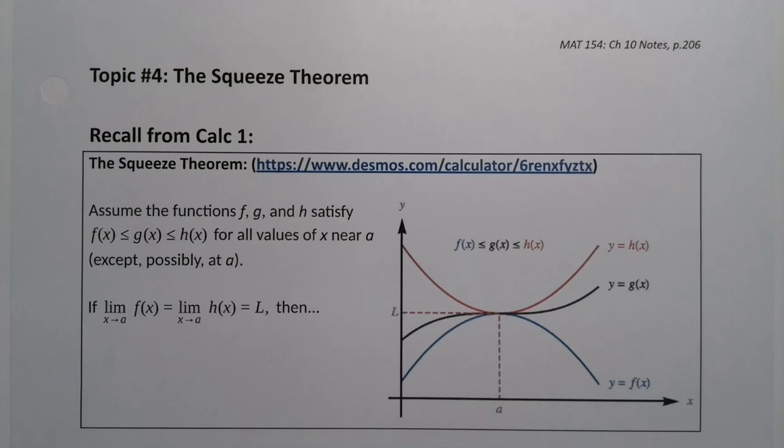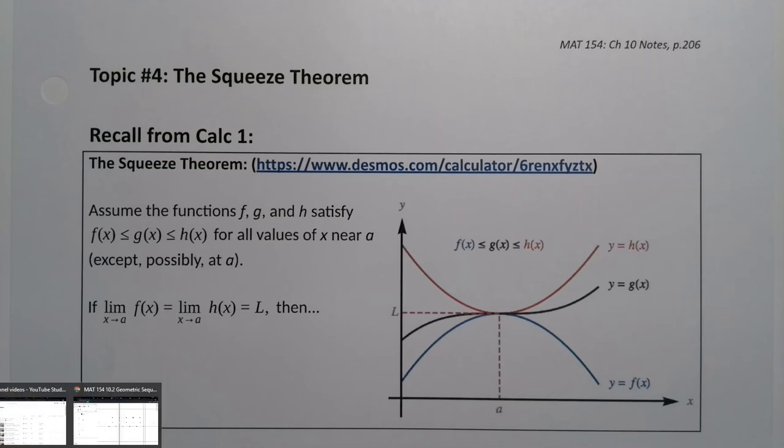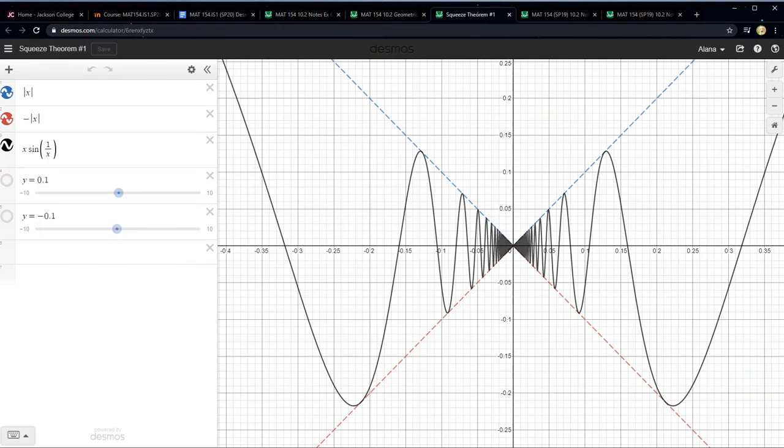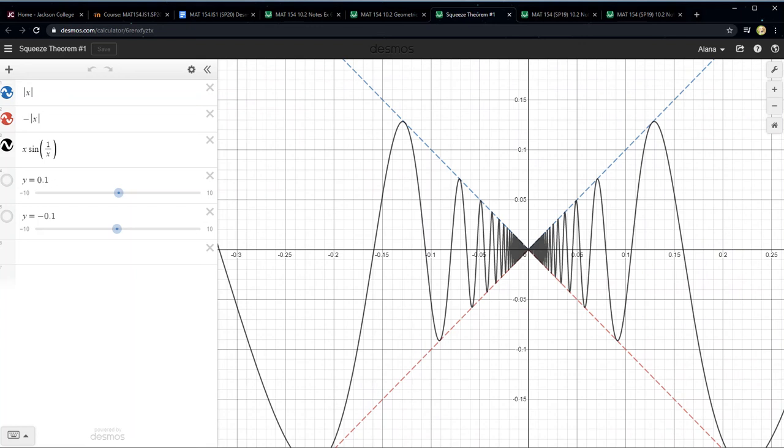In topic number 4, we want to harken back to a theorem that we learned in Calculus 1 called the Squeeze Theorem, which I, of course, have a Desmos graph for you of. In Calculus 1, we learned that if you have a curve that is squeezed between two other curves, and those curves are both going to the same spot, they have the same limit at some particular value.